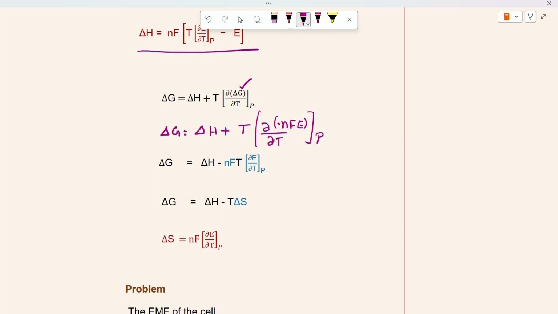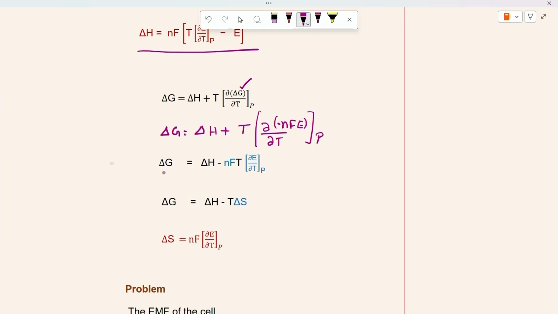You have nF, minus nF, I am going to take it out. You will have delta G is equal to delta H minus nFT into ∂E/∂T at constant pressure. Now, I am putting this as equation number 1. Another Gibbs-Helmholtz equation, that is delta G is equal to delta H minus T delta S, let that be equation number 2. I am going to compare these two equations.